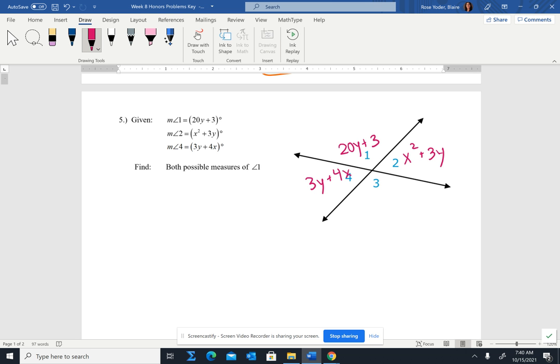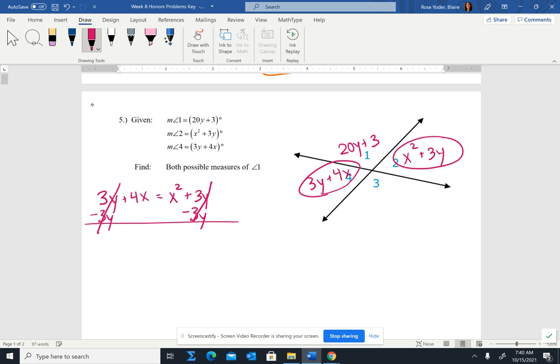So first, how about I'll deal with my vertical angles? I can just set these two equal to each other. 3y plus 4x equals x squared plus 3y. And then this funny thing is going to happen again, where those are just going to go away, and we have 4x equals x squared.